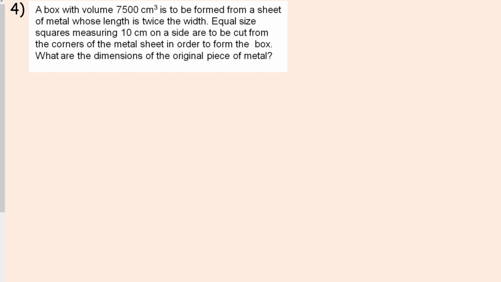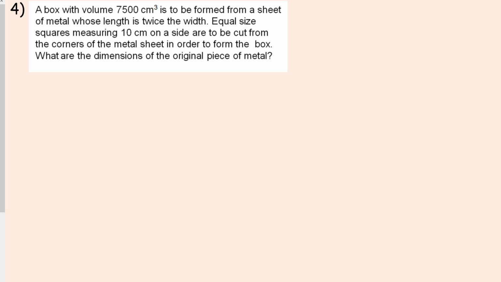Okay, so we have a box with volume 7,500 cubic centimeters that is to be formed from a sheet of metal whose length is twice the width. Equal size squares measuring 10 centimeters on a side are to be cut from the corners of the metal sheet in order to form the box. What are the dimensions of the original piece of metal?